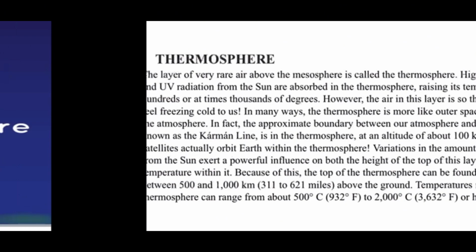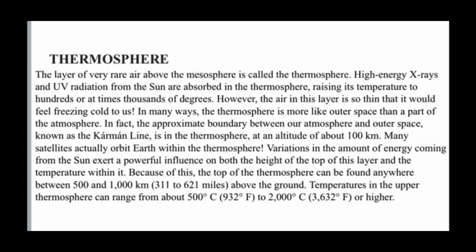High energy X-rays and UV radiation from the sun are absorbed in the thermosphere. The UV rays which we receive from the sun are also absorbed in this layer, raising its temperature to hundreds or at times thousands of degrees. When these rays are absorbed, its temperature goes on rising. However, the air in this layer is so thin that it would feel freezing cold to us.